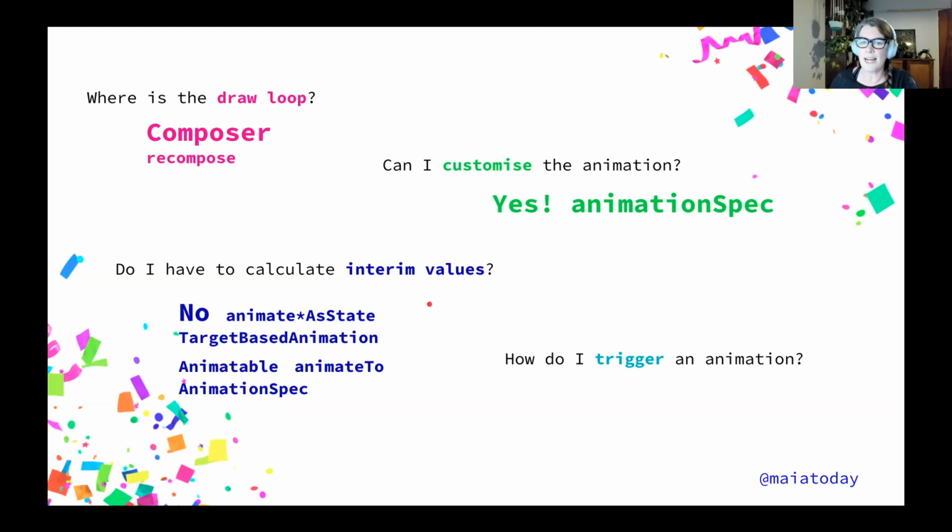How do I trigger an animation? It's basically the state that changes, and that causes everything to recompose, and that makes the UI draw the animations.